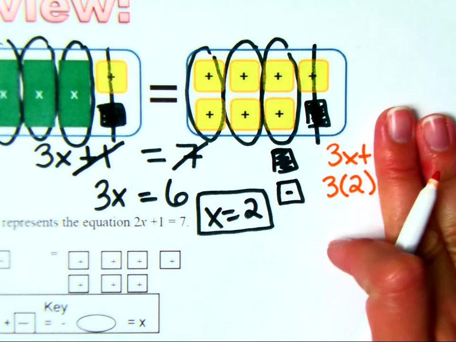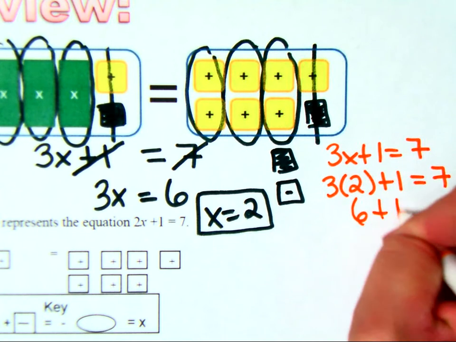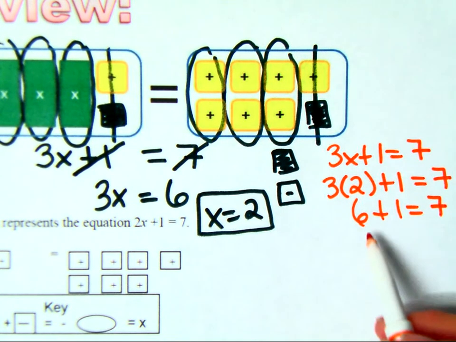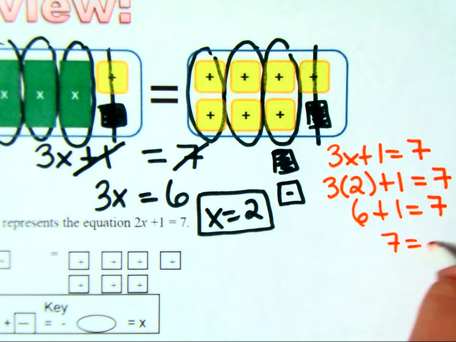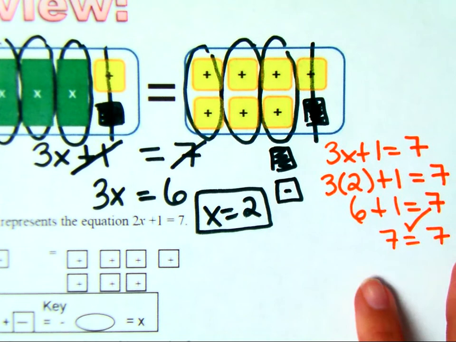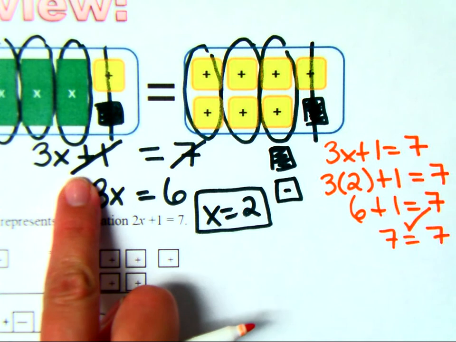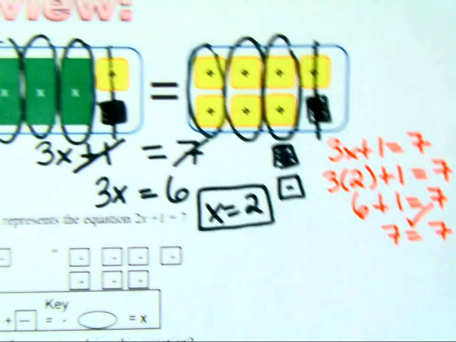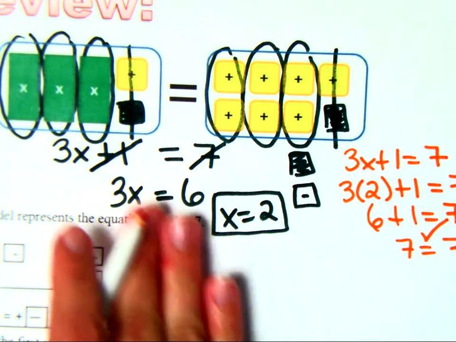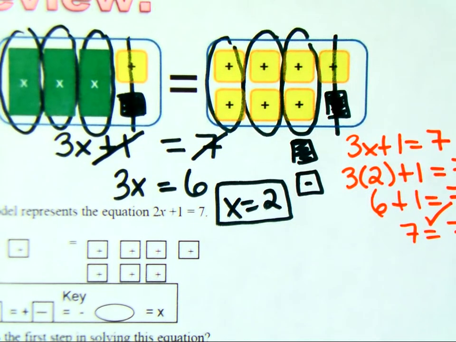So order of operations, we multiply first. 3 groups of 2, or 3 times 2, is 6. Bring everything else down. 6 plus 1 is 7. And your equation is balanced. It's 7 on both sides. So we know that the only number that we could substitute in for x in this picture would be 2. Okay, so we're going to show you how to do this without the picture in the next lesson, but this really helps you to understand the process as well.